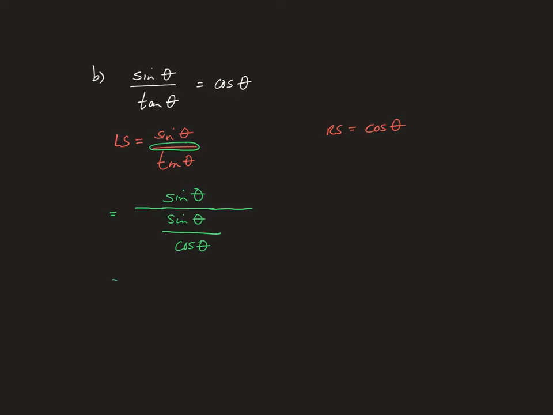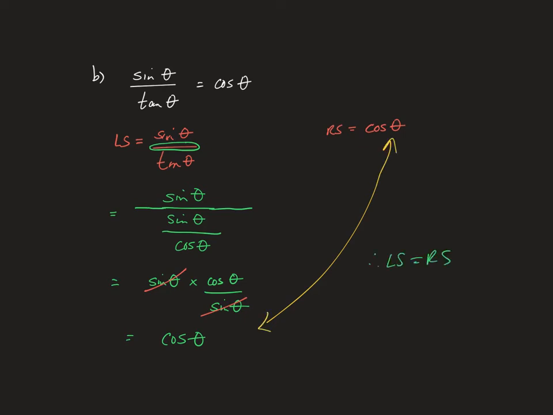And so, if I was then to go through, I could see that I am dividing fractions, so I'm going to flip and multiply. And now I have an opportunity to cross-reduce, because I'll see that my sine thetas will divide out, and therefore I arrive at cos theta, and I love having cos theta. Why? Because what's my right side? It's cos theta, and since my left side equals my right side, it has been proven.